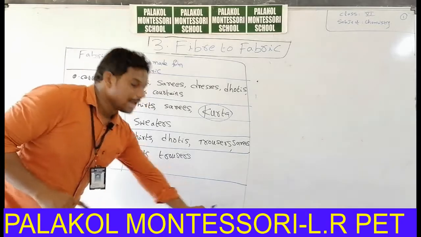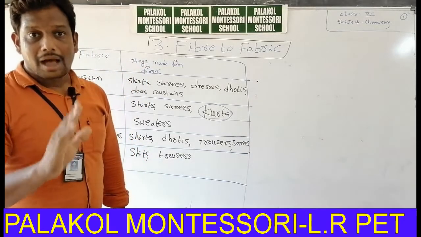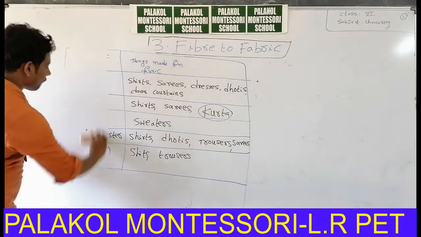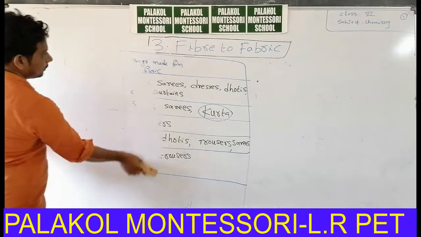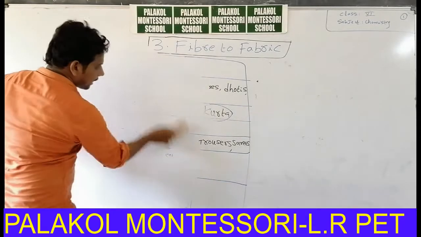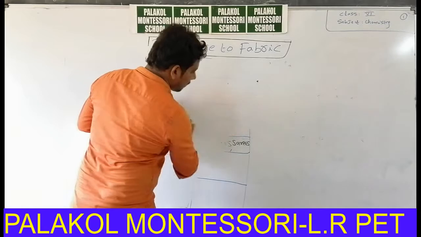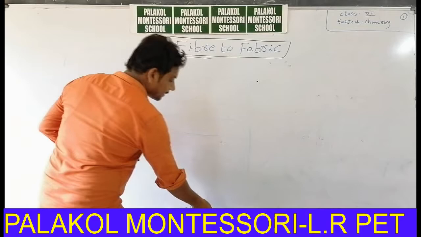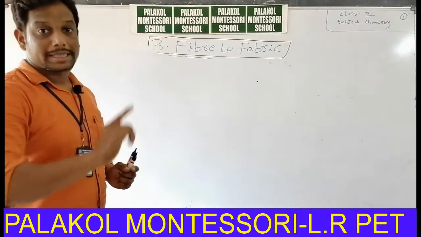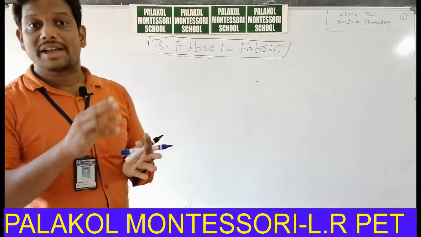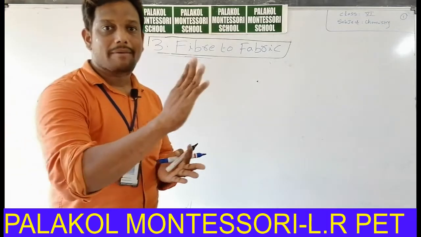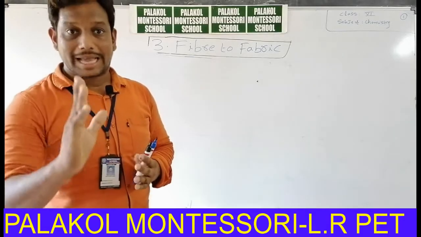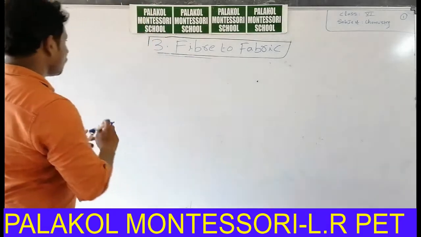Okay, now I will explain another concept, properties and characteristics of different types of fabrics. With the help of a table, I will explain the different characteristics of fabric. That means different fabrics have different types of properties. Natural fabrics have one type of properties. Artificial synthetic fabrics have another type of properties. I will explain with one particular table. Okay, write down this table.